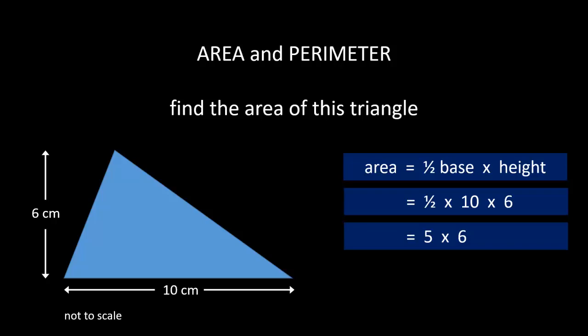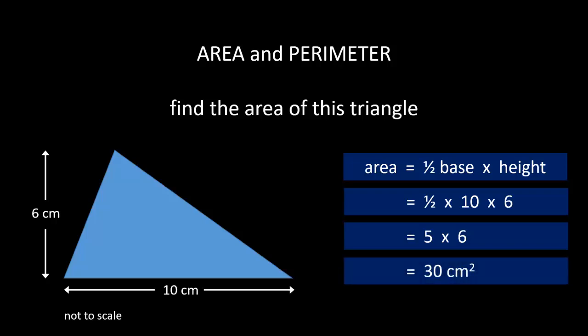We could have even multiplied the 6 by half to get 3, and then multiply by 10. But we get 30 whichever way we do it. And because it's an area, we're looking at square units. So the area of this triangle is 30 centimetres squared.